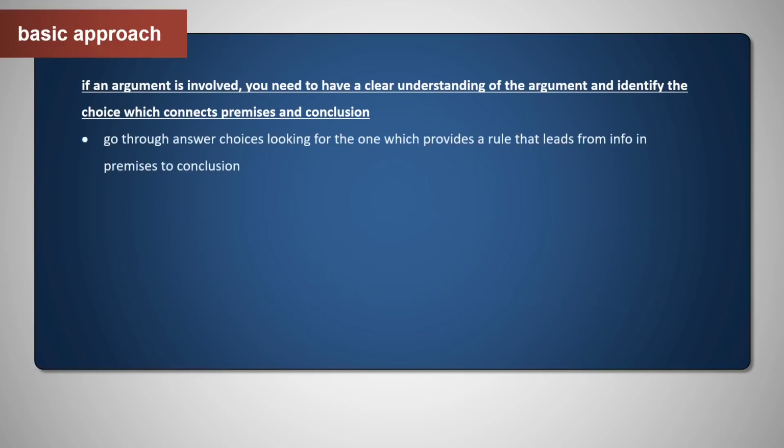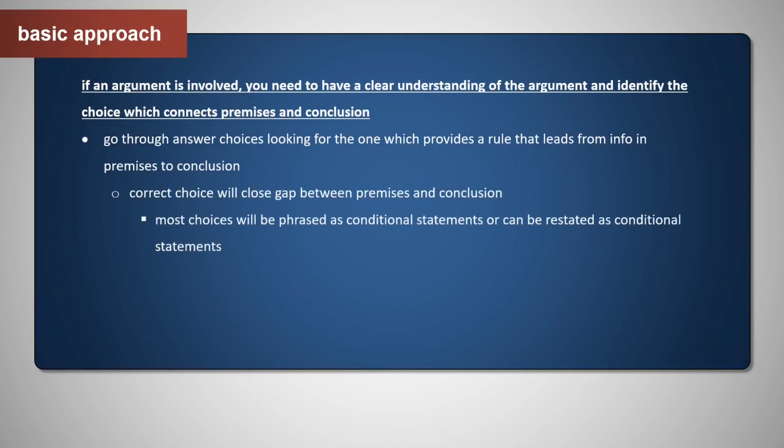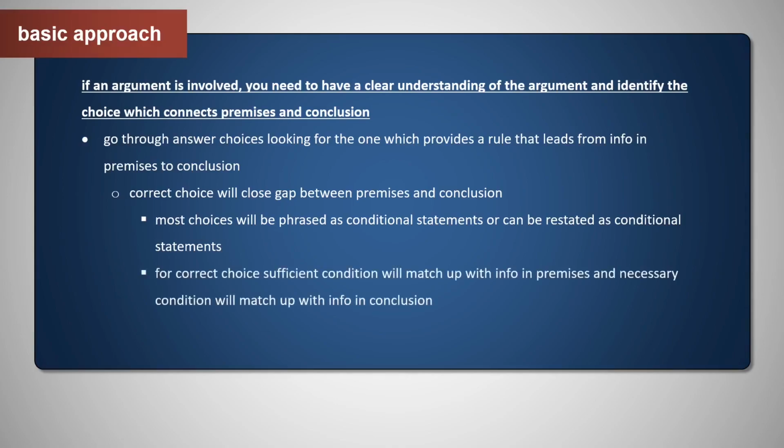So you want to go through the answer choices then. Once you've got the argument down, you go through the answer choices looking for the one which provides a rule that leads from the info in the premises to the conclusion. The correct choice is going to close that gap between the premises and conclusion. And most choices will actually be phrased as conditional statements, or they can just be restated as conditional statements relatively easily. For the correct choice, the sufficient condition in that conditional statement is going to match up with the information in the premises in the argument, and the necessary condition of the conditional statement is going to match up with the information in the conclusion of the argument.